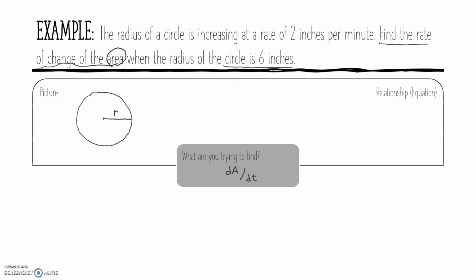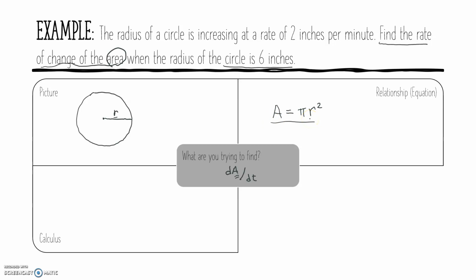Then there's a relationship, and the relationship is between what we're trying to find, area, and radius. And so often that's an equation, might be two equations, but in this case, because it's a circle, the area is pi times the radius squared. And then we do some calculus on this relationship that we have between the radius and the area. So we're going to take the derivative of both sides.